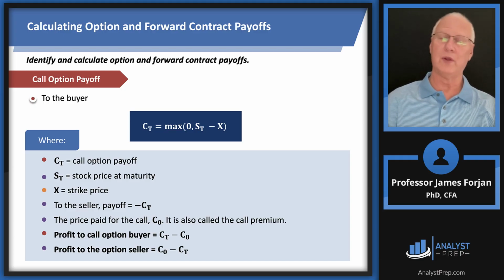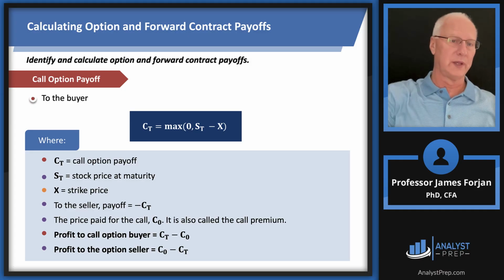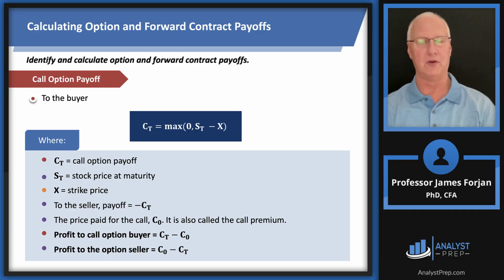So what's the most we can win? We can win all this. What's the most we could lose? $5 or $10.